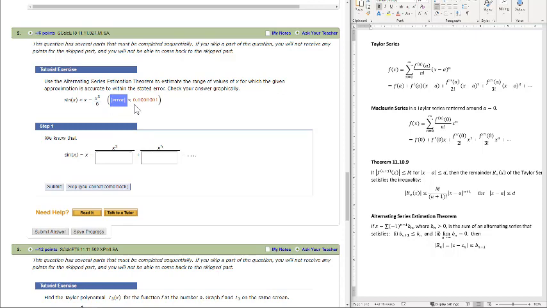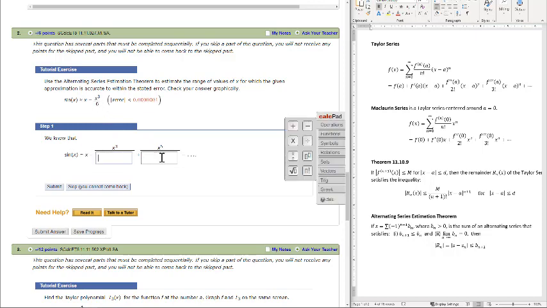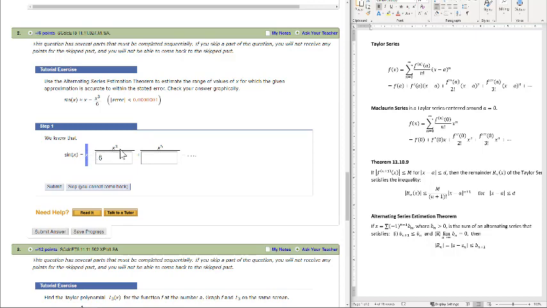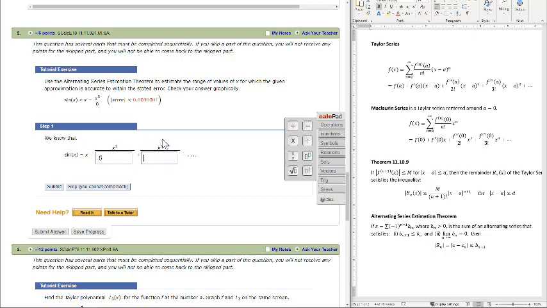And they want the error to be less than 0.00000001. Okay, so we know that the sine function is equal to this infinite series. Well, they gave us this already, so the first term is x, and then we have minus x cubed over 3 factorial, and then plus x to the 5th divided by 5 factorial.